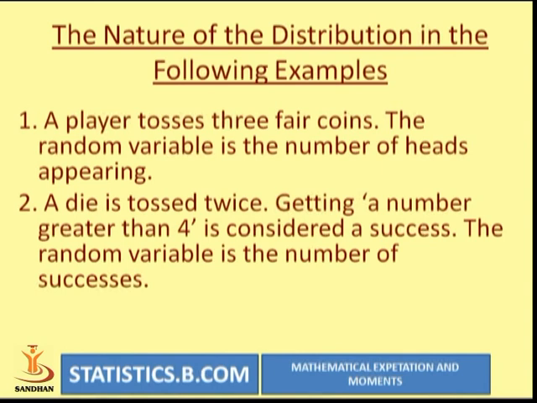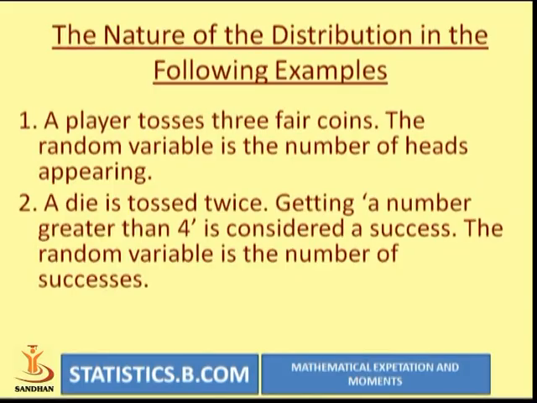The moments for the second example, which says a die is tossed twice, getting a number greater than 4 is considered a success. The random variable is the number of successes. And you can see how the curve looks for this example. Obviously here the random experiment would be to toss the die twice, and your random variable will be the number of times you get a number greater than 4.